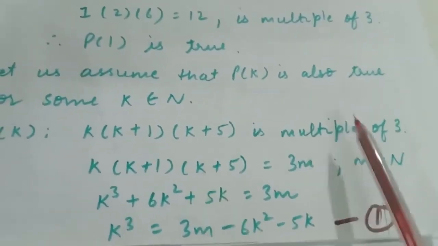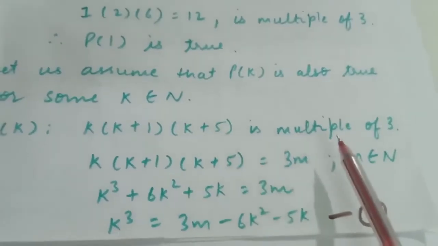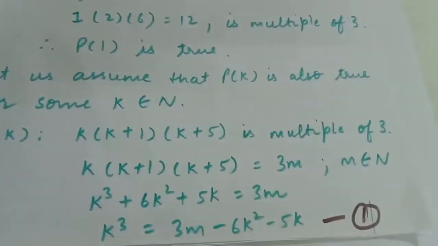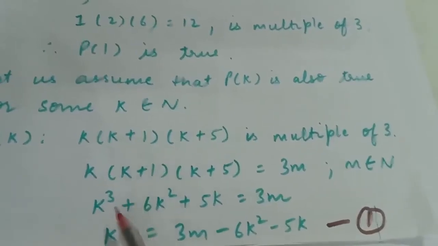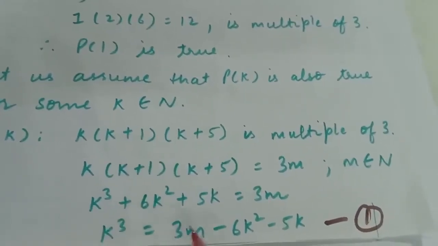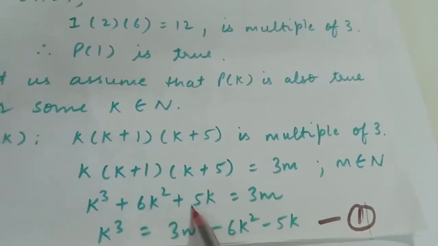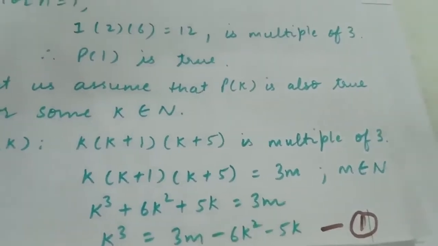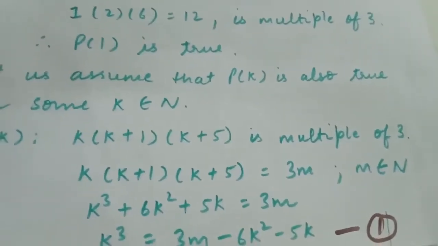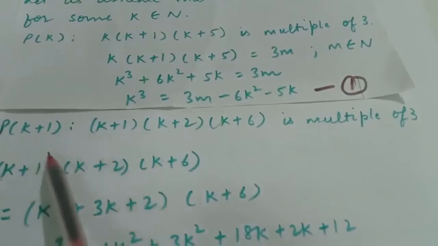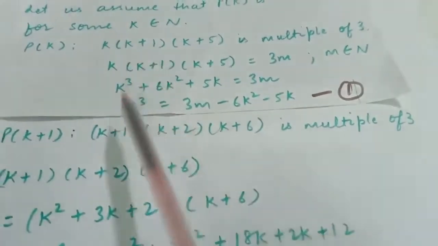In questions of multiples or divisibility, I've already told you to find out the value of one term. So we'll find the value of k cube. k cube will be equal to 3m minus 6k square minus 5k, and let this be 1. Now we will prove for Pk plus 1. So in place of k just put k plus 1.